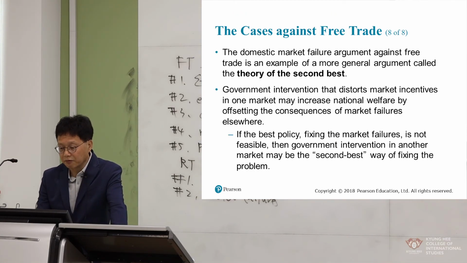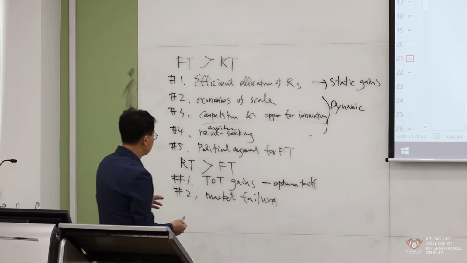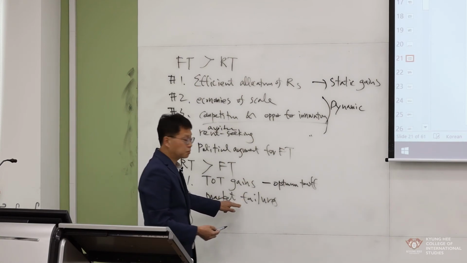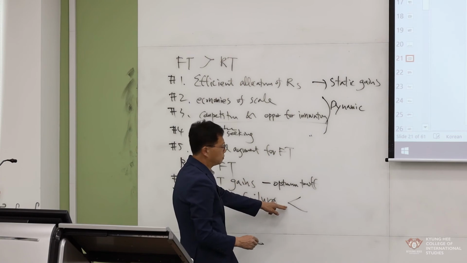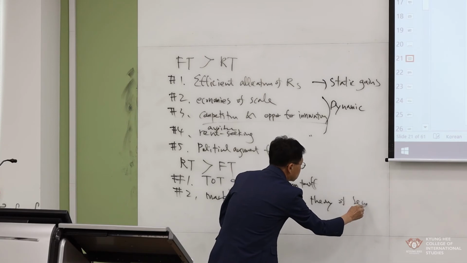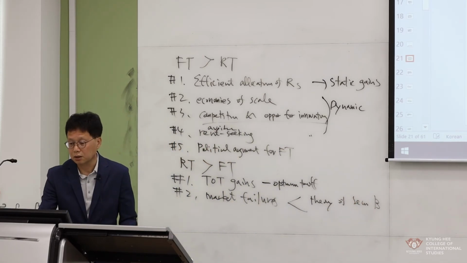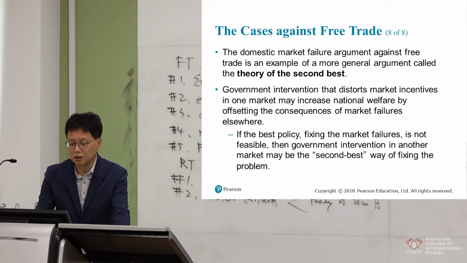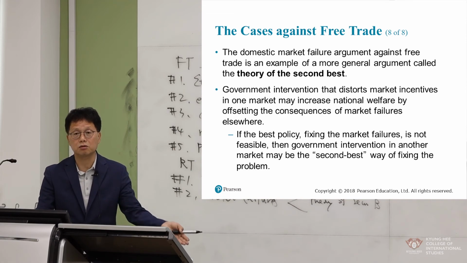Okay? The domestic market failure argument against free trade is an example of a more general argument called theory of the second best. So this argument is a special case of theory of the second best. Right? That is a more generalization. Theory of the second best is a generalization of market failure argument. Right? Government intervention that distorts market incentives in one market may increase national welfare by offsetting the consequences of market failures elsewhere.